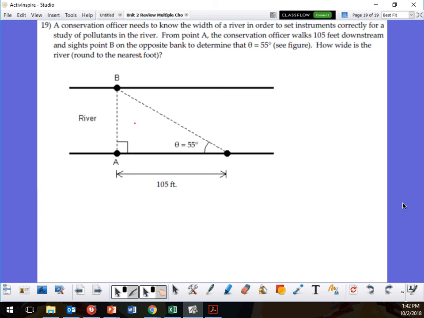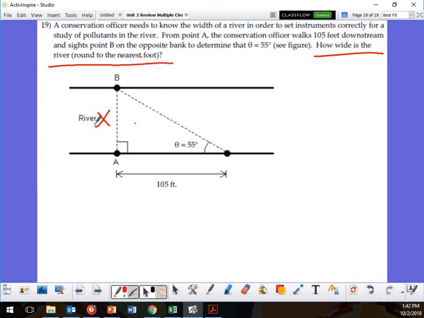Okay, so now, where am I going to put my variable? At the 105? Try again, because 105 is already known. Oh, at the river. The river, thank you. X, right there.